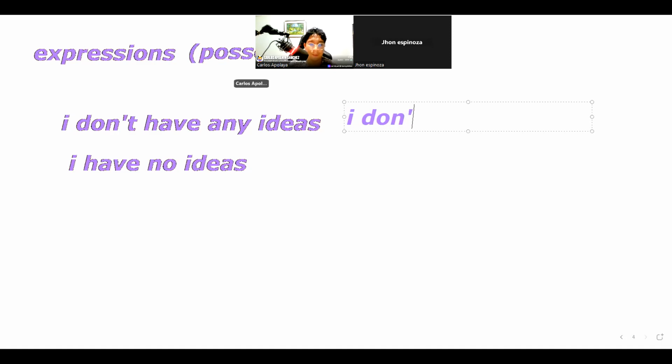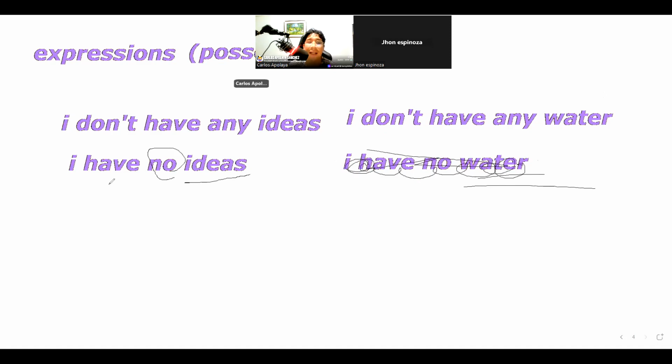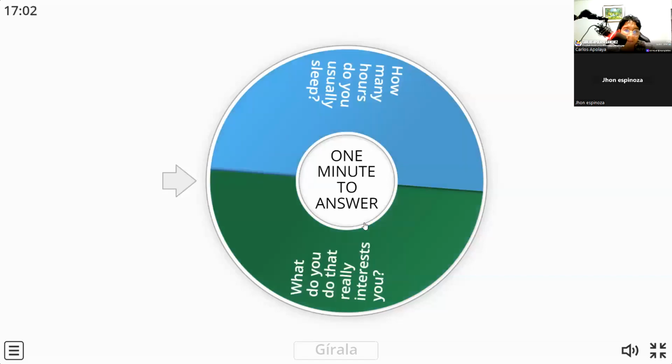What about this one? I don't have any water. What is the answer? I have no water. Yes, but remember that you use no just with plurals. It's not common to say I have no water because water is uncountable. So you just say I don't have any water, or I have no ideas, countable in plural. Did you understand? So this is all. Questions? No, that's okay. Next one.